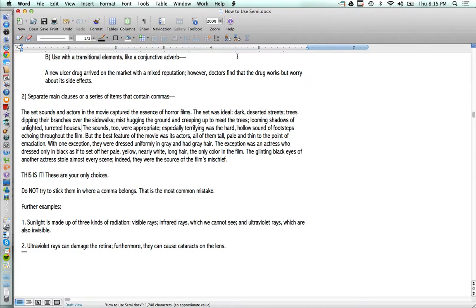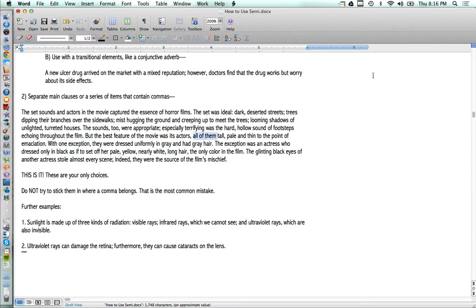The sounds, too, were appropriate. Especially terrifying was the hard, hollow sound of footsteps echoing throughout the film. So in this case, we have just a straightforward compound sentence with a semicolon dividing up the two clauses. Remember, there could be a period here. But the best feature of the movie was its actors, all of them pale and thin to the point of emaciation. Notice that in this sentence, it's just commas. This is a non-essential element here and could be taken out. With one exception, they were dressed uniformly in gray and had gray hair. In this case, this is an introductory element.